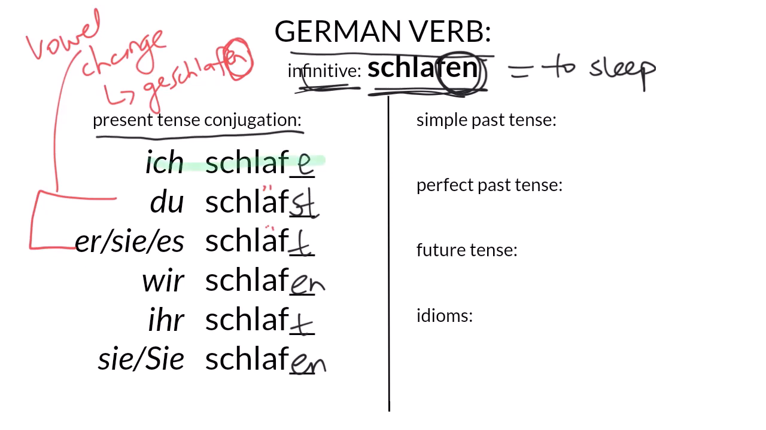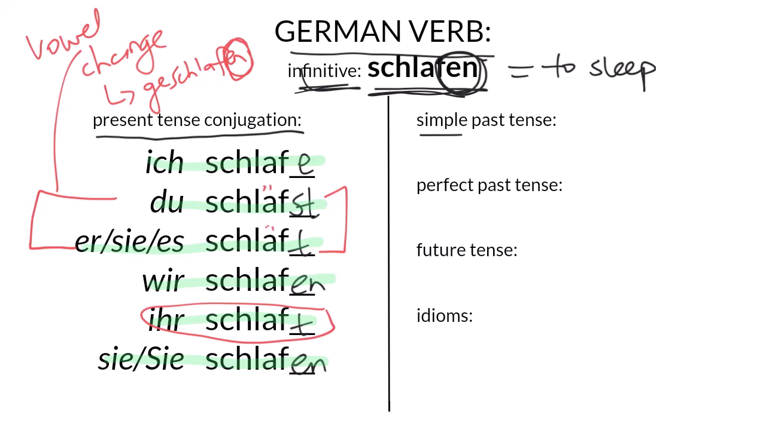Ich schlafe, I sleep. Du schläfst, you sleep. Er, sie, es schläft, he, she, it sleeps. Wir schlafen, we sleep. Ihr schlaft, you plural sleep. And sie schlafen, they sleep, or you formal sleep. Watch out for the difference in pronunciation that these two forms bring with them. The du form is different from the ihr form and that's really important for understanding, not least because the ihr form looks exactly like the sie form, except for that vowel change.